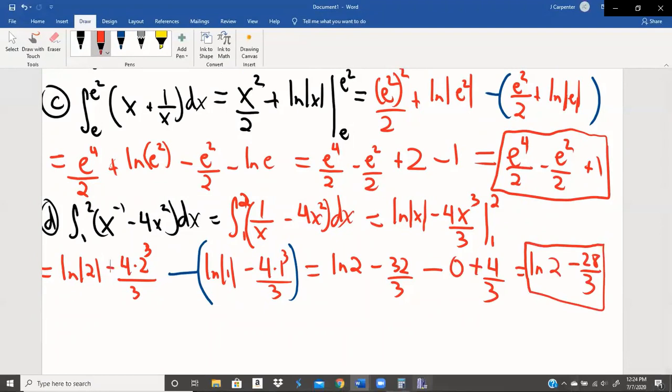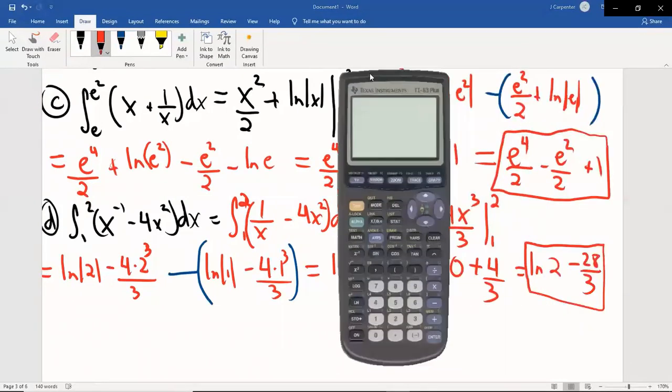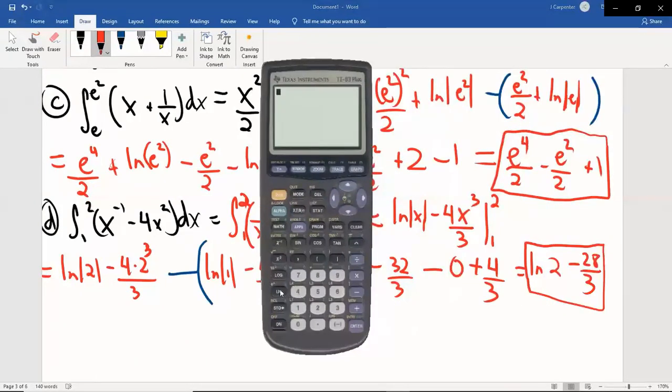If you're curious what it is, you can put it in a calculator. I love doing this, so you get an idea what things look like. Natural log of 2, close it, minus 28 divided by 3. Negative 8.64, and so on. So this area is negative, which means maybe there's a positive and a negative portion, but the negative area is bigger than the positive area. Or maybe just the whole area is negative.